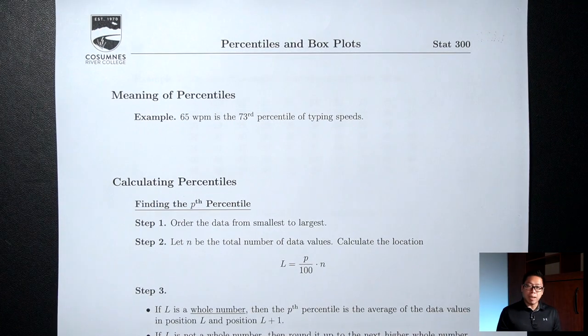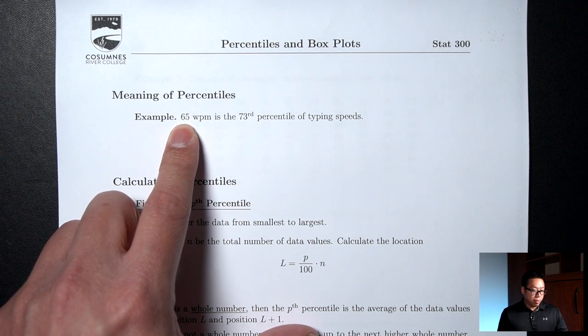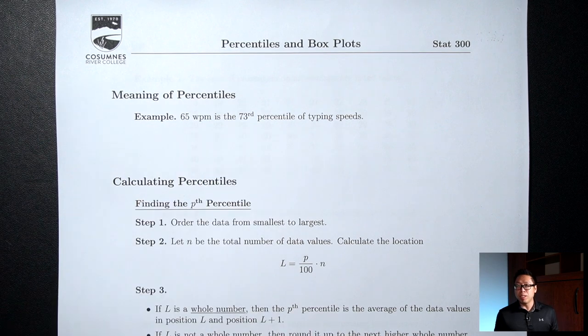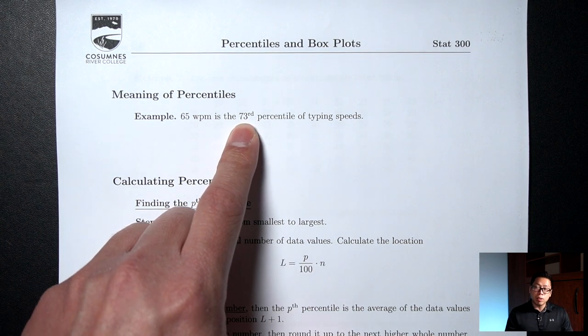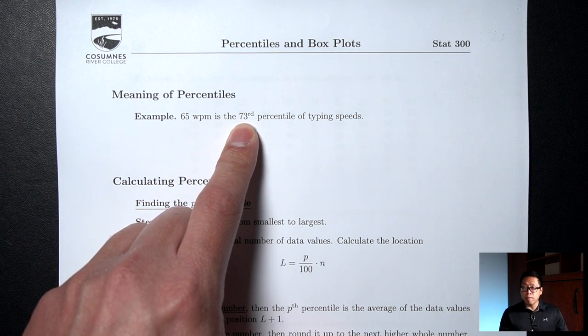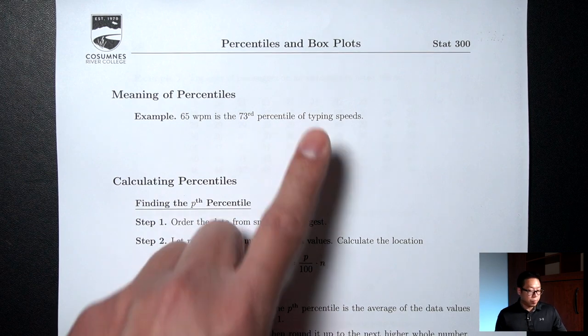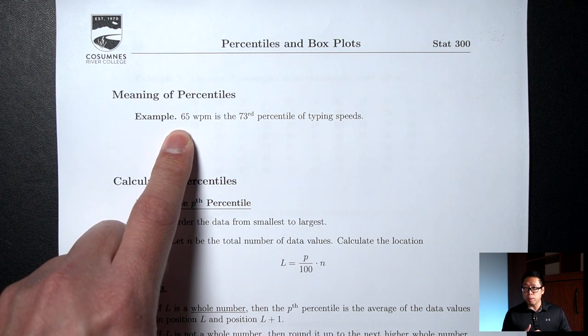The website told me that my score of 65 words per minute is the 73rd percentile. What does that mean? Percentiles tell you what percent is below. So 73rd percentile means that 73% of the data, or in this case, 73% of all typing speeds are below 65 words per minute.